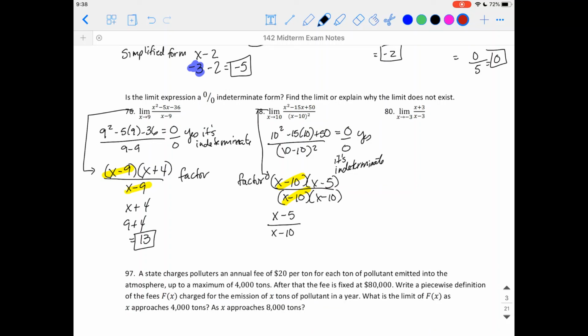And so I'm left with x minus 5 over x minus 10. And I'm interested in x equal to 10. So this is going to be 10 minus 5 over 10 minus 10, which is 5 over 0. And therefore, my answer does not exist. My number on the top is not a 0, so I'm happy about that. I can't divide by 0, that means it's does not exist.